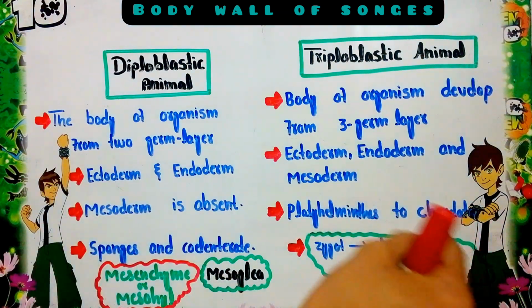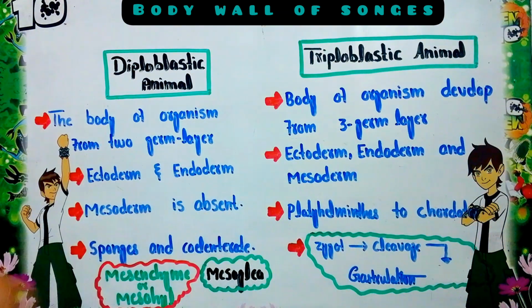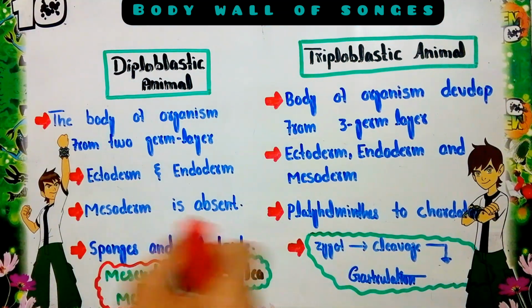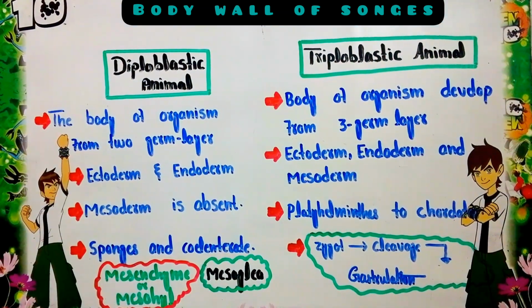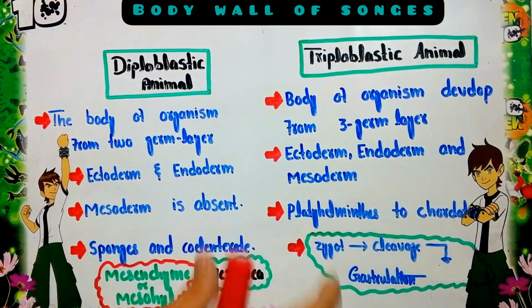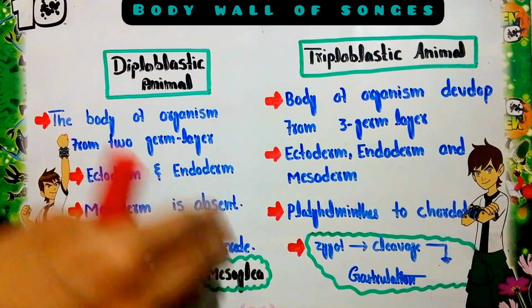Now in this blastula, another step occurs, called gastrulation. At the end of gastrulation, the embryo forms two layers, or in some organisms three layers, so two or three germ layers are present. From these two or three germ layers, the whole body of the organism is formed.